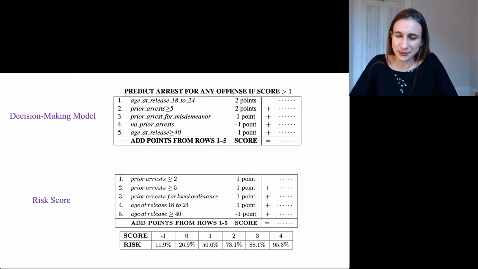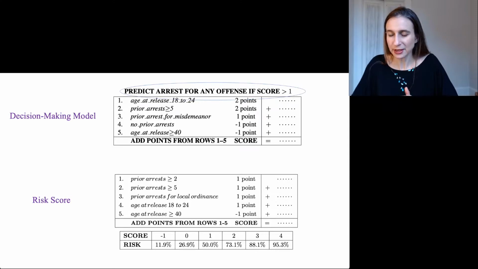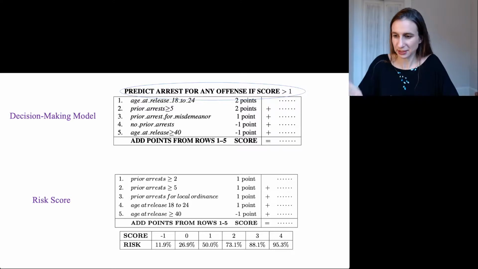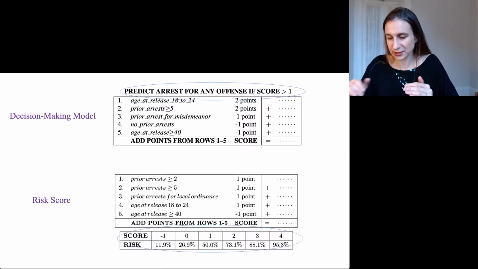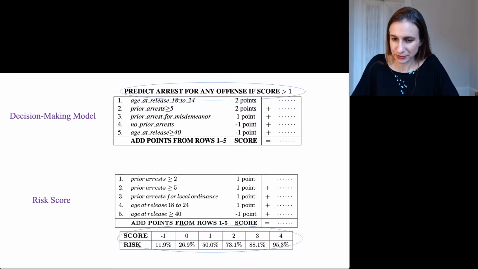Now, there are 2 types of risk scores that I want to discuss. There are decision-making models and risk scores. So in the decision-making models, the points get added up, and if they're above a threshold, then you predict high risk and otherwise low risk. Whereas in the risk score models, the total score gets translated into a risk using the table at the bottom. And both are valid types of models for different applications.